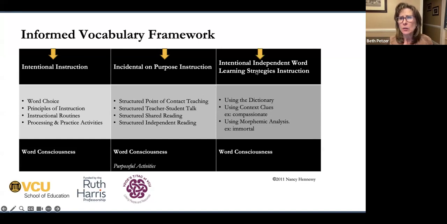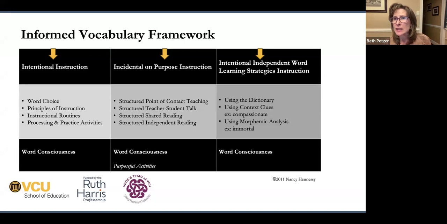And then there's intentional independent word learning strategies. So teaching the students to use online and offline dictionaries to research word meanings, pronunciations, and word origins. Using context clues to help students be able to recognize words in their independent reading. So for instance, learning signal words like but, however, and although are opposites. They signal to the reader that they're opposites.